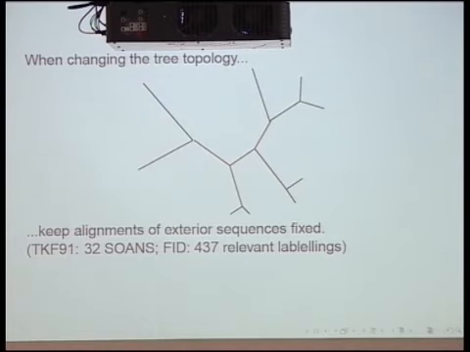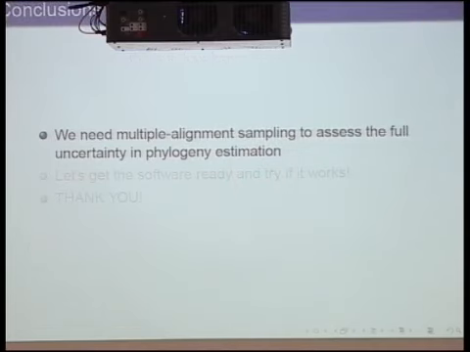So my conclusions are, it would really be nice to have such a method, because this would help us to really assess the full uncertainty in alignment and phylogeny reconstruction. But sorry, I can't show real results of how it works, because we first have to get the software ready, and this is what we, all of us, should do.